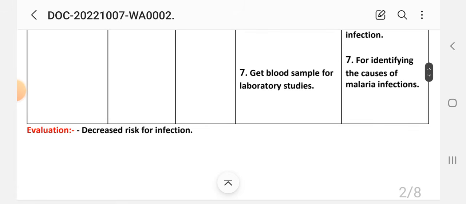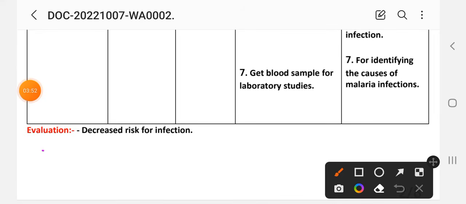Seventh intervention: get blood sample for laboratory studies. The rationale is for identifying the cause of malaria infection. After providing these interventions, we write the evaluation step. Evaluation: decreased risk for infection. So this was the first care plan.